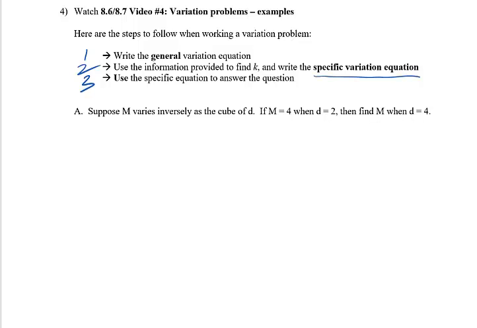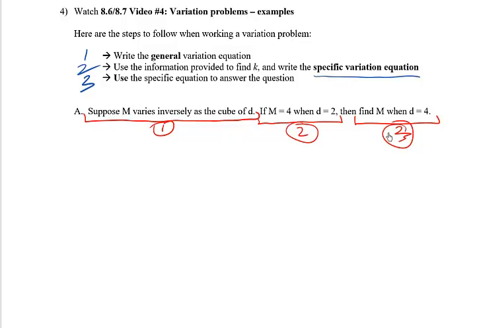There are 3 parts always to these problems. The first part helps you do step 1. This is going to help me to write that general variation equation. Then this next part helps me to do step 2. They give me one complete data set, a d value and an m value. They're doing that for only one reason, and that's to help me figure out what k is. Once I know what k is and I fill it into the equation, I can then answer whatever question I'm being asked. That's step 3.